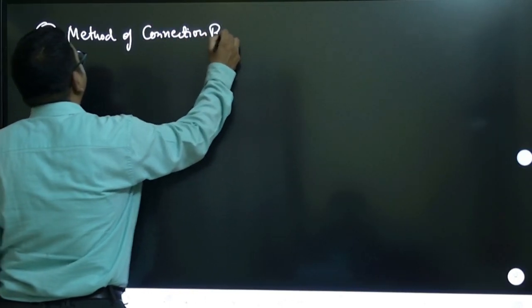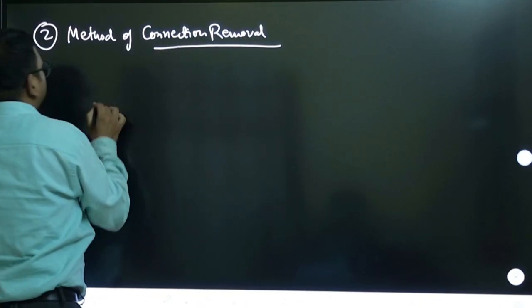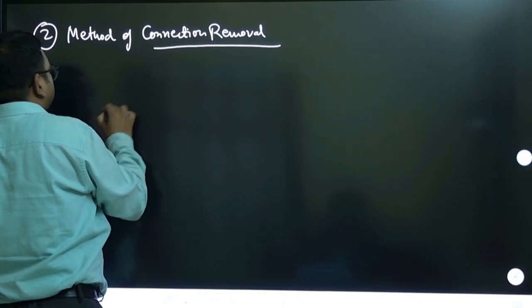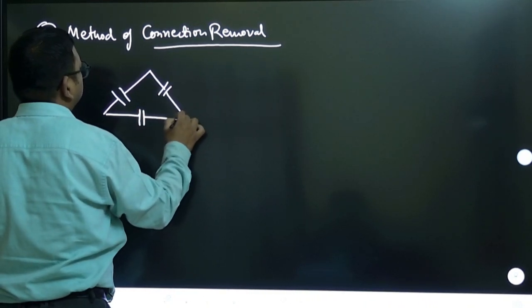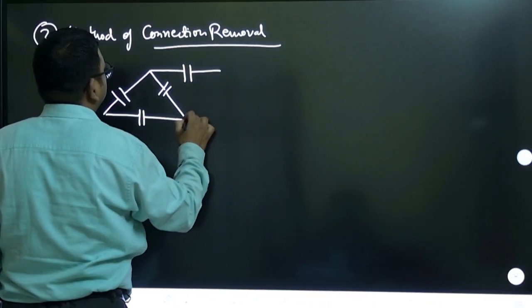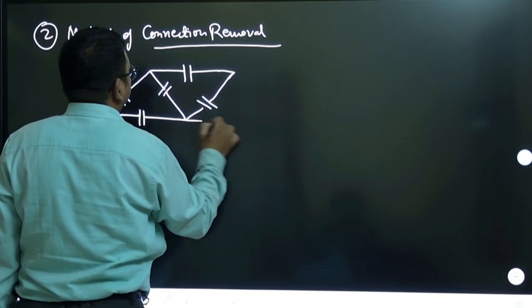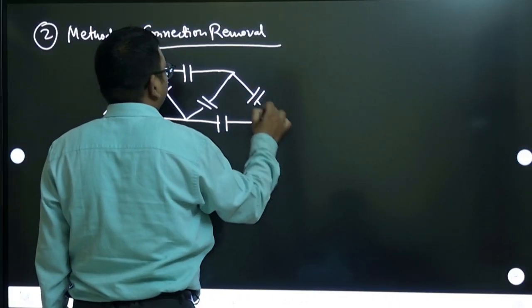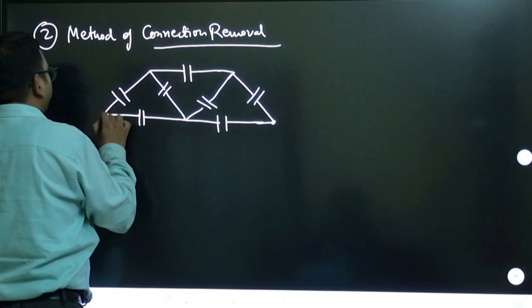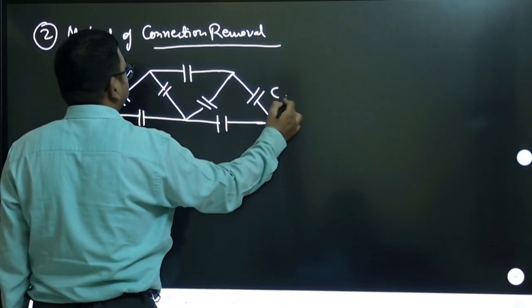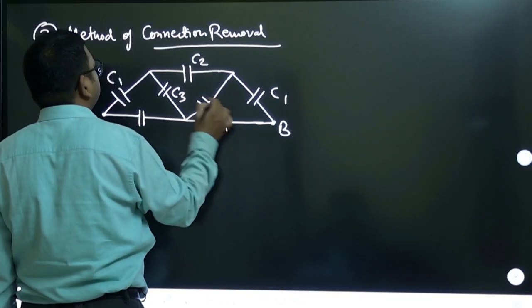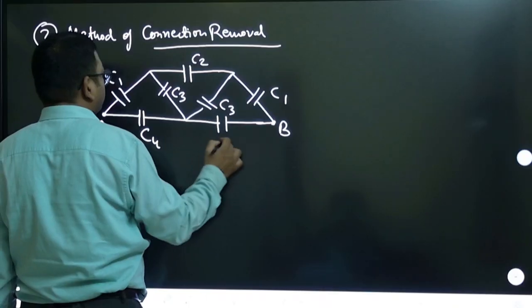The second method is the method of connection removal. Let us take an example. This is point A and this is point B. Let us say that this is C1, this is C1, this is C2, this is C3, this is C3, this is C4, this is C4.